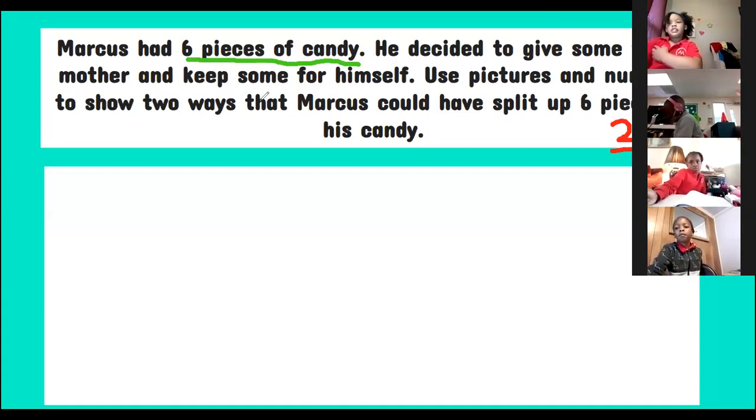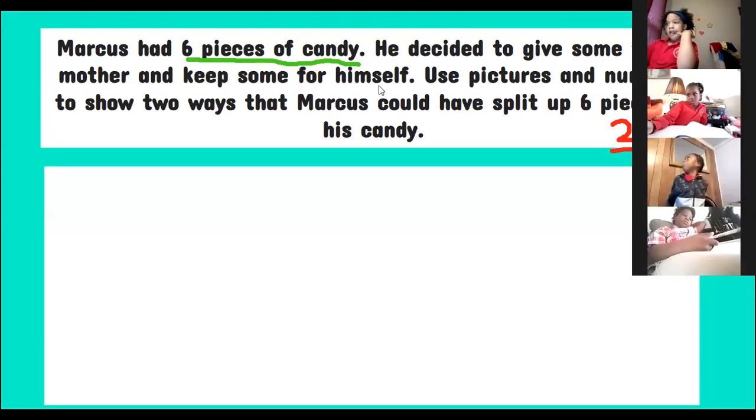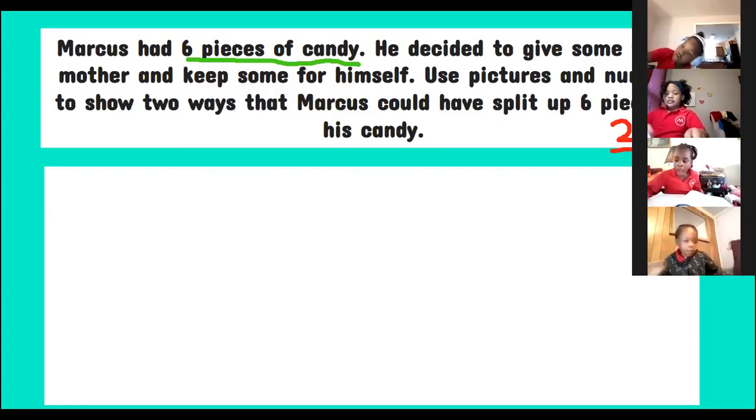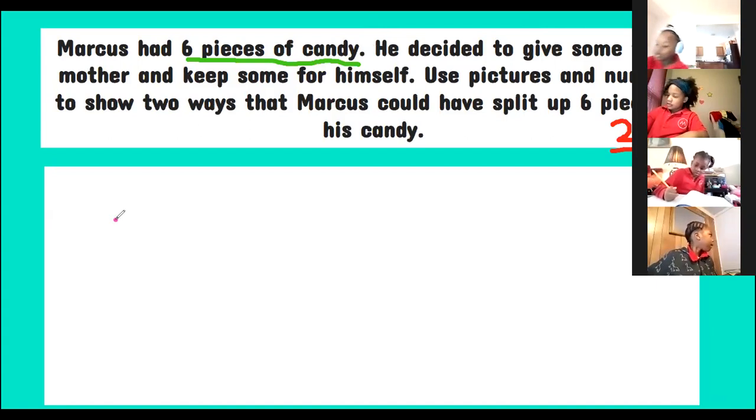He decided to give some to his mother and keep some for himself. Use pictures and numbers to show 2 ways that Marcus could have split up his 6 pieces of candy. So now that we have read that, we know that he has how many pieces of candy? How many pieces of candy does he have, Ari? 6. So let's draw. Go ahead and draw your 6 pieces of candy on your paper.